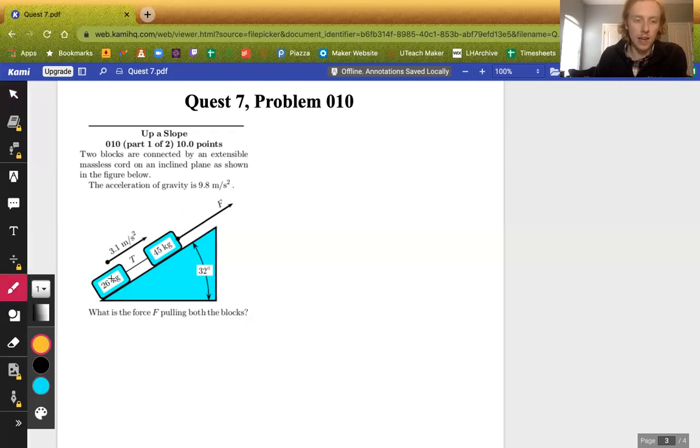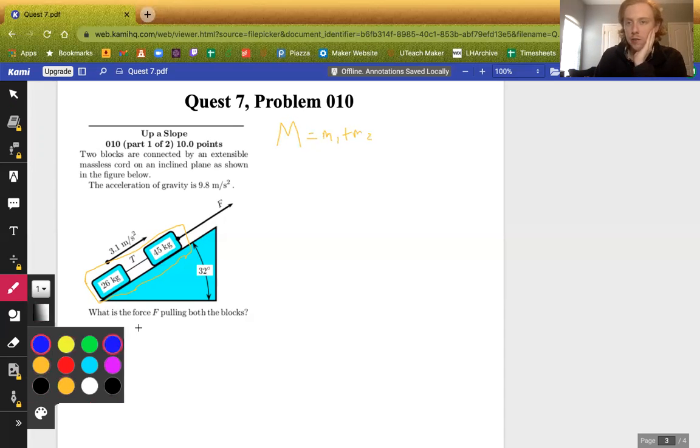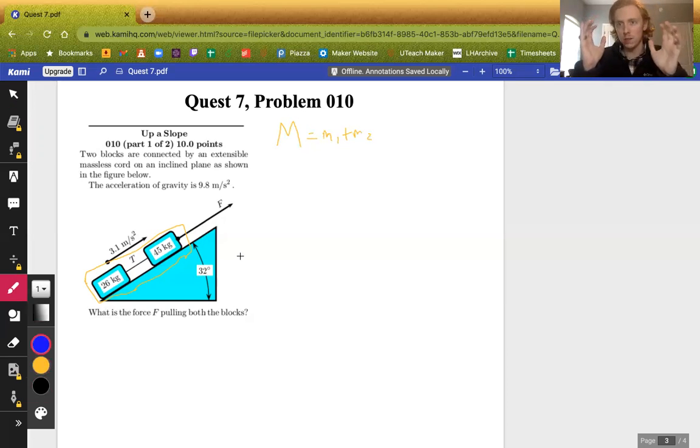You could go through and do it individually looking at each object and you should get the same answer. But I'm going to simplify things and do it using a system. So let's take both these blocks and the cable in between them as my system. That system has a total mass, which I'm writing as capital M, which equals M1 plus M2. That total system has a mass equal to the sum of both those masses. Now let's draw a free body diagram for this new, bigger system.